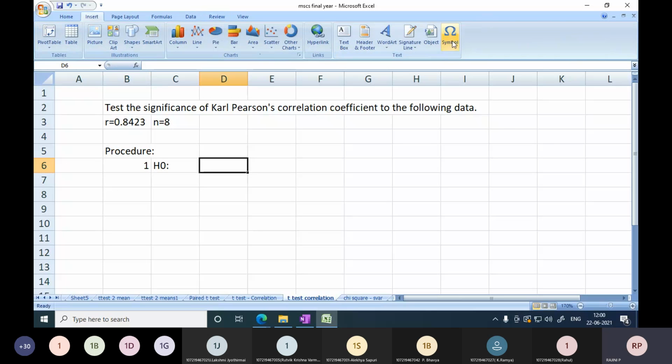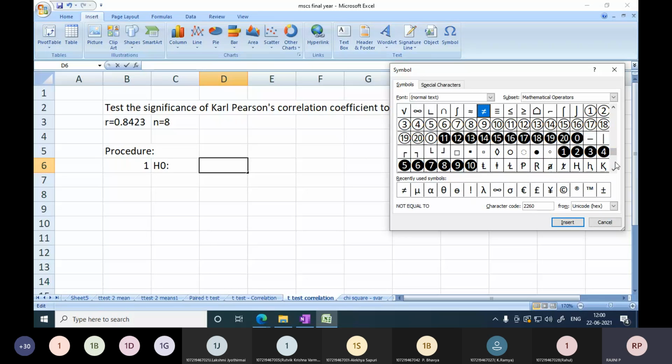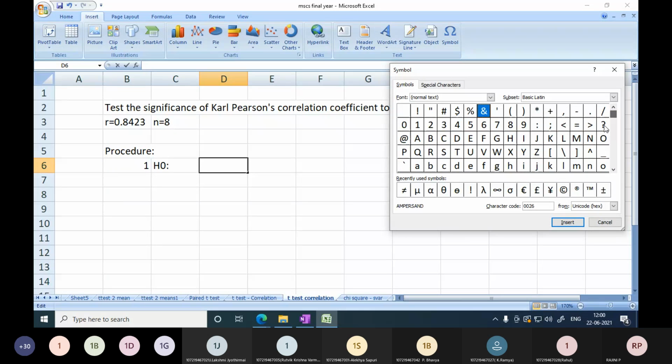Go to the insert symbol. Can I get a rho here? Okay, you have to check it. Check it. Can you see rho anywhere? Check for the rho symbol. Alpha, beta, gamma, delta, eta, theta. Yes, here it is.